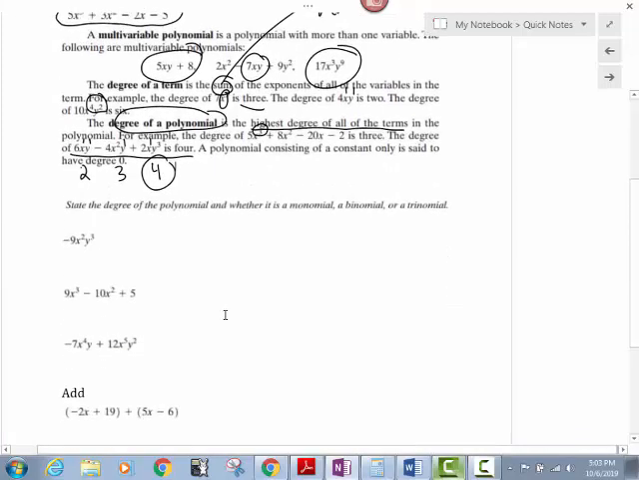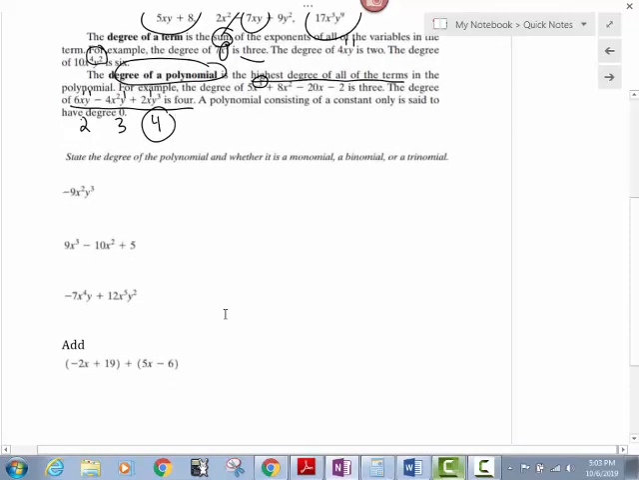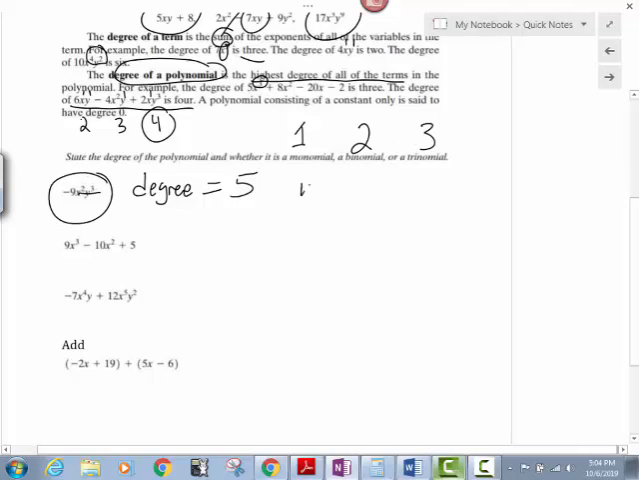Okay, so the directions here say state the degree of the polynomial and whether it's a monomial, binomial, or trinomial. I'm going to explain that part to y'all right now. So number 1, let's find the degree. Okay, the degree, we're just going to add the exponents together, 5. Okay, guys, monomial means that there's one term. Binomial means there's 2. Trinomial means that there's 3 terms. There's only one piece here, so this is a monomial.